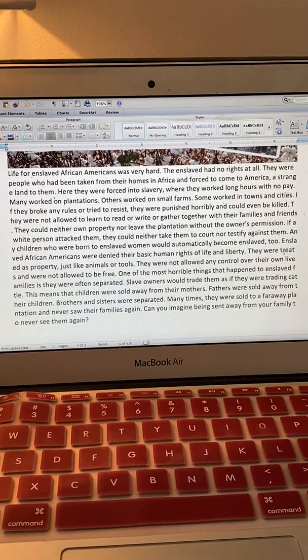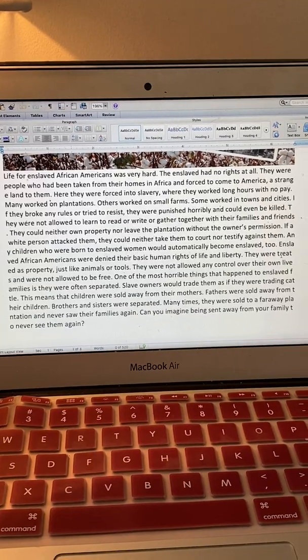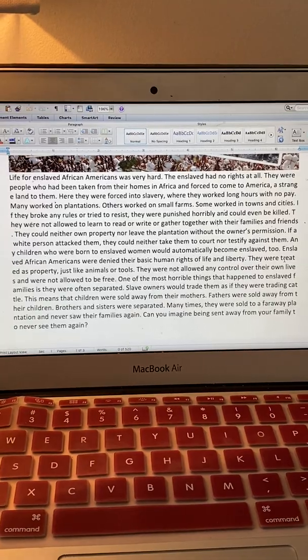Enslaved African Americans were denied their basic human rights of life and liberty. They were treated as property just like animals or tools. They were not allowed to control any of their own lives and were not allowed to be free.